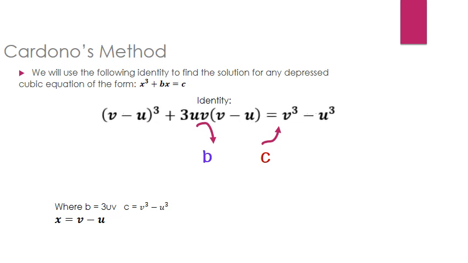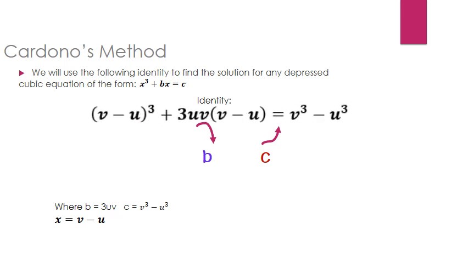This is that identity, where b is equal to 3uv and c is equal to v to the third minus u to the third. We're going to solve this by using a system of equations where u and v will be in terms of b and c. Once solutions are found, x is going to equal v minus u.